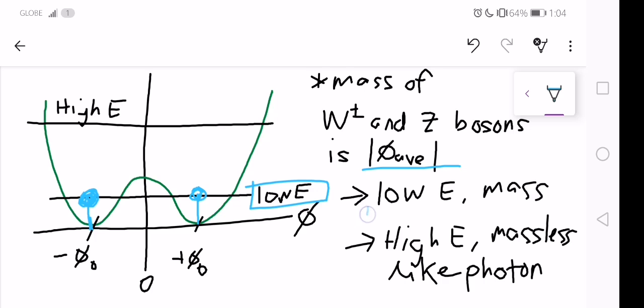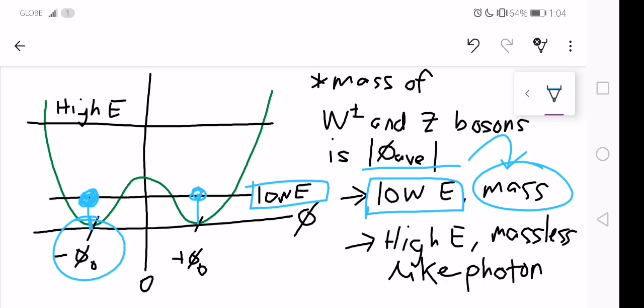So at low energies, when the absolute value has a value, we know that the W plus minus and Z bosons would have mass, because the mass is proportional to the absolute value. So now we go to the high energies here. So if the particle sits here at high energies, it will oscillate from this value to this value.